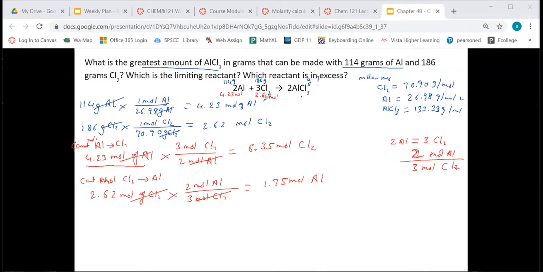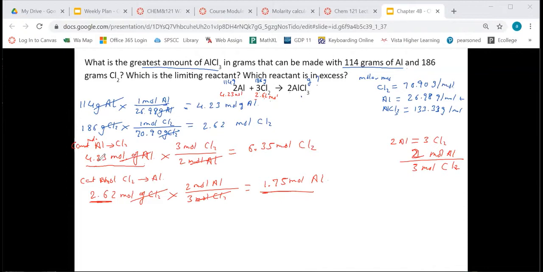No. So no. But if we use this much of chlorine, which is this, we need how much of aluminum? 1.75 mole, right? Do we have 1.75 mole of aluminum? Yes, we have more than that. So which one do you think is the limiting reactant? The limiting reactant would be aluminum.